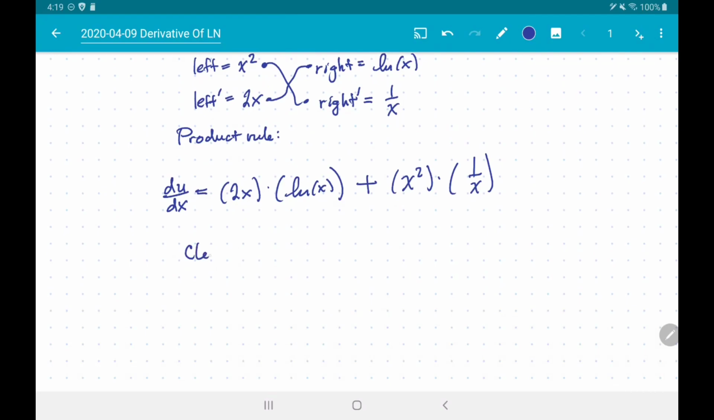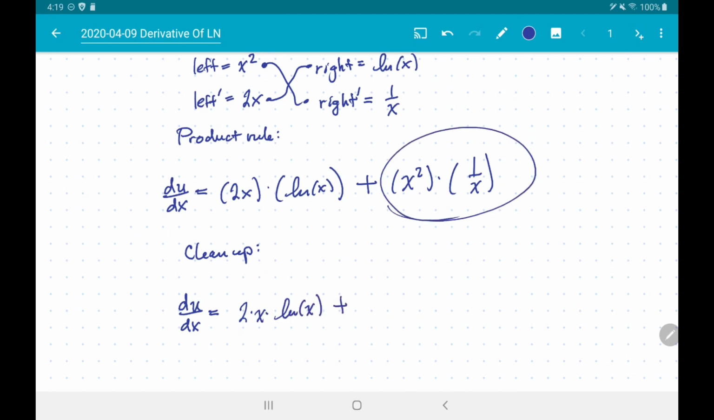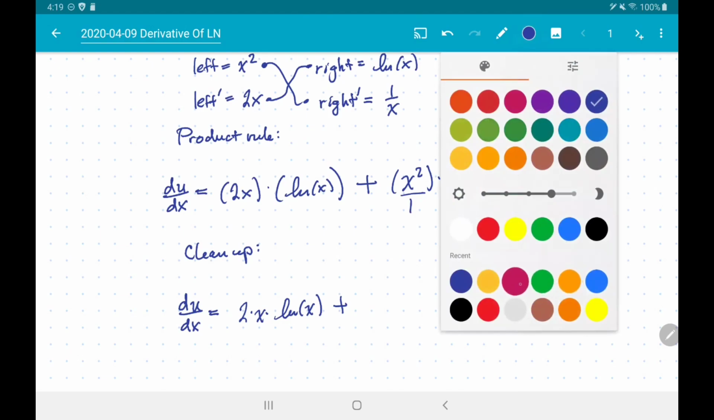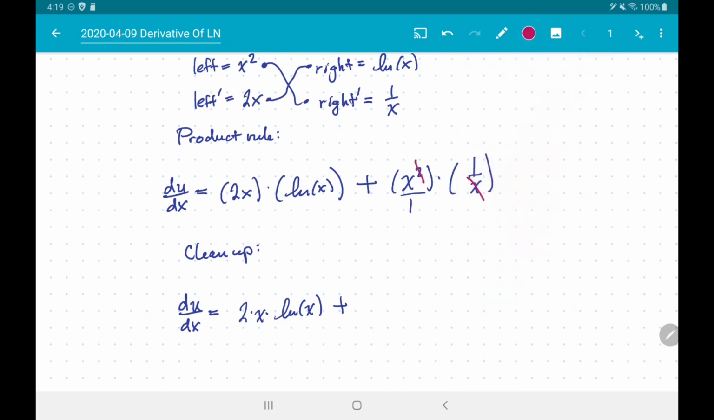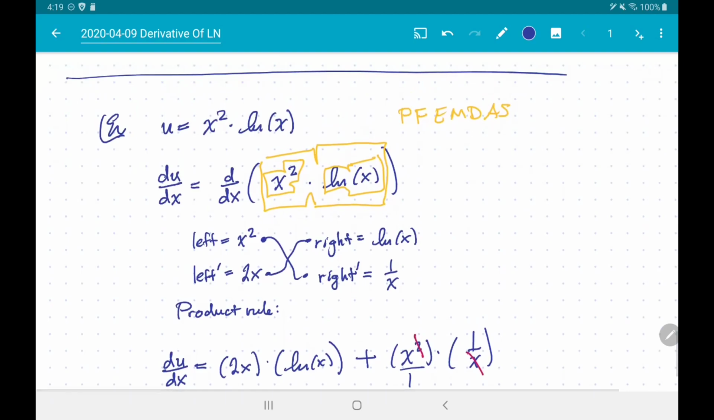It is possible to do a little bit of cleanup. So du over dx equals, for this group just in front of the addition, there's not much we can do other than drop some unneeded parentheses. For the group after the addition, we can actually simplify a little bit. There's a factor of x that we can cancel. So I can cancel an x like that, and that will leave us, instead of x squared times 1 over x, with just x. So there you go. That's the derivative of x squared times ln of x.